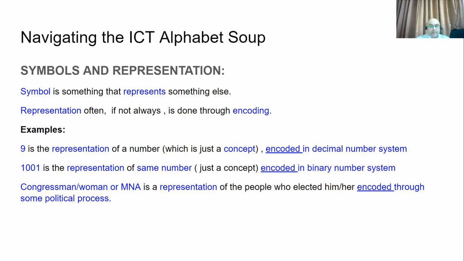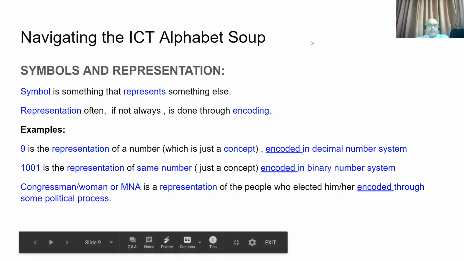So let's say 9, the digit 9, what is this really? This is a representation of a number, which is just a concept. Right? You have to understand that number itself is a concept more than anything else. Any number is a concept. What I have written over here, 9, is just a representation of that concept. It's a placeholder, a representation. And that representation is encoded in a decimal number system. 1, 2, 3, 4, 5, 6, 7, 8, 9.